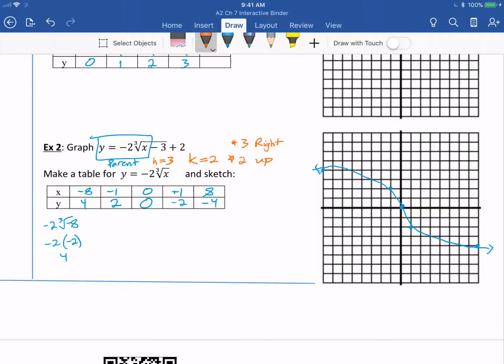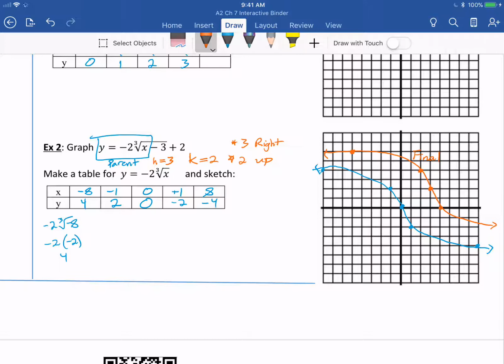So 1, 2, 3, up 2. So that's where that point goes. Same for each of the other points, 1, 2, 3, up 2. This guy is going to be off the graph over here, so let's just copy these guys. This one goes in through here and something like that. And this orange guy is my final.